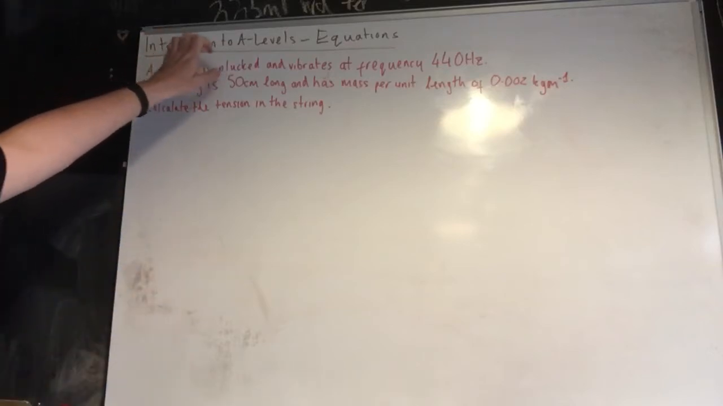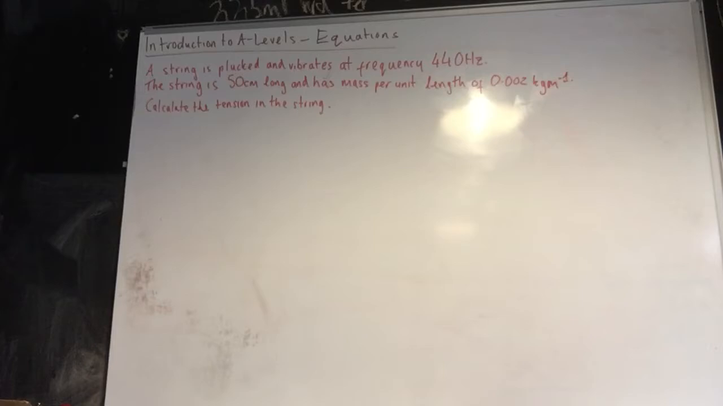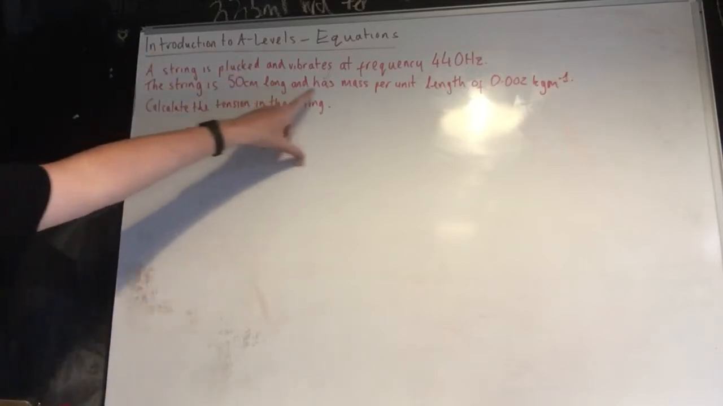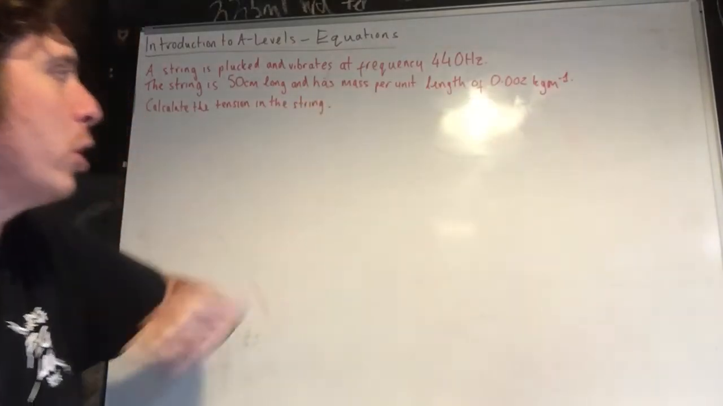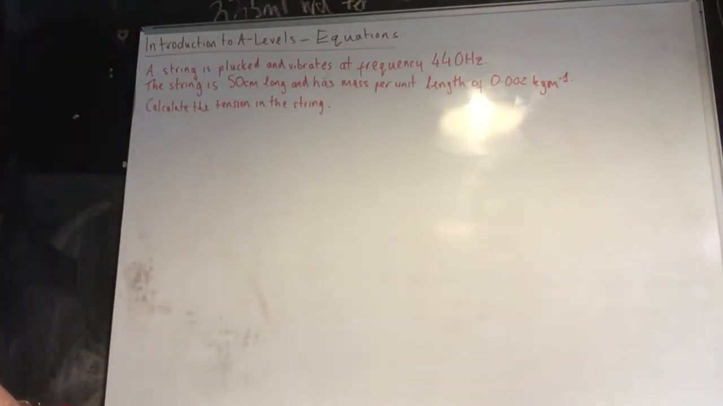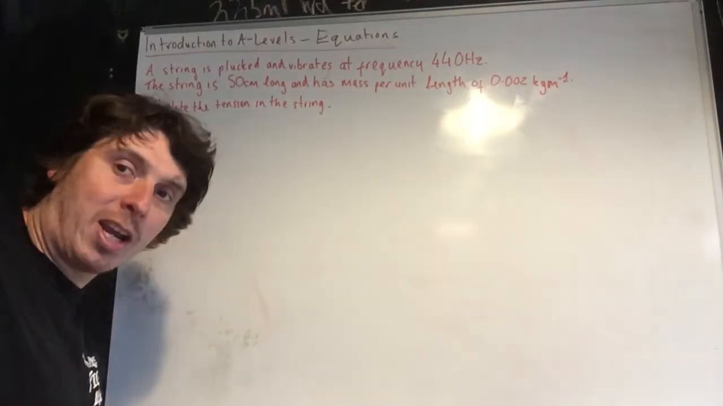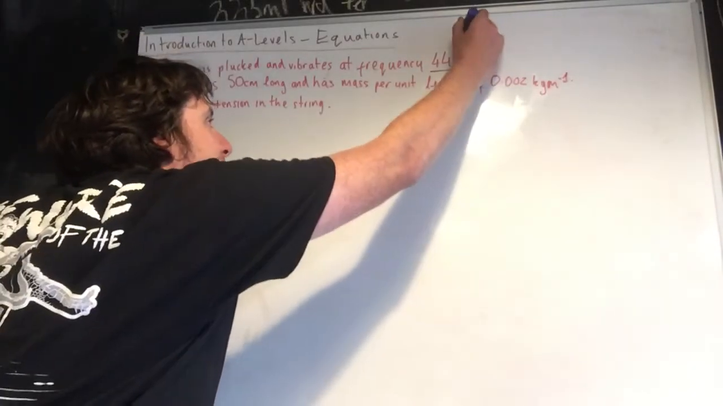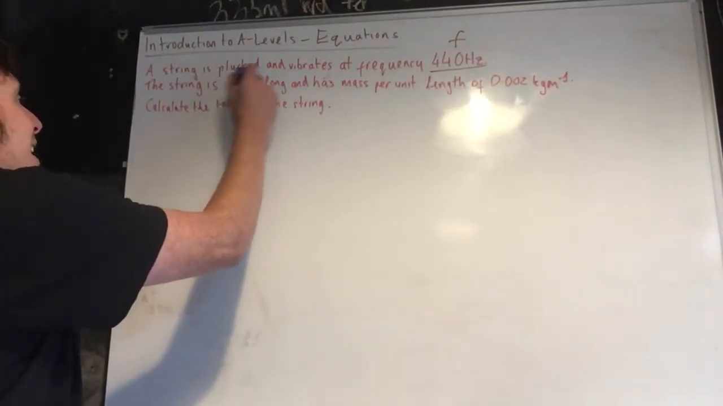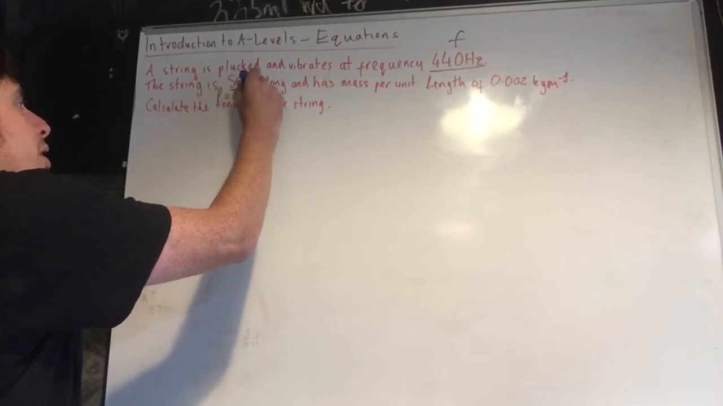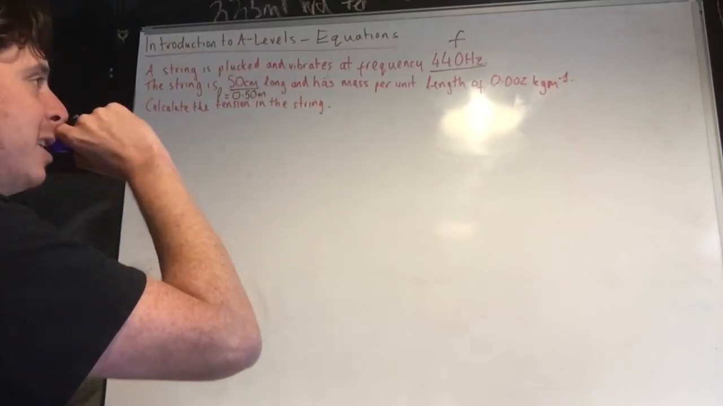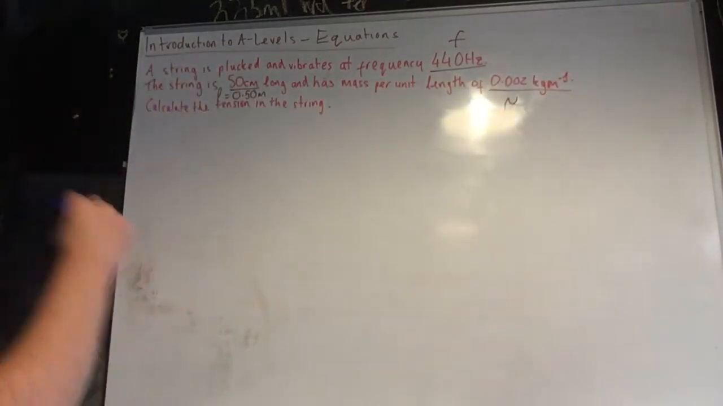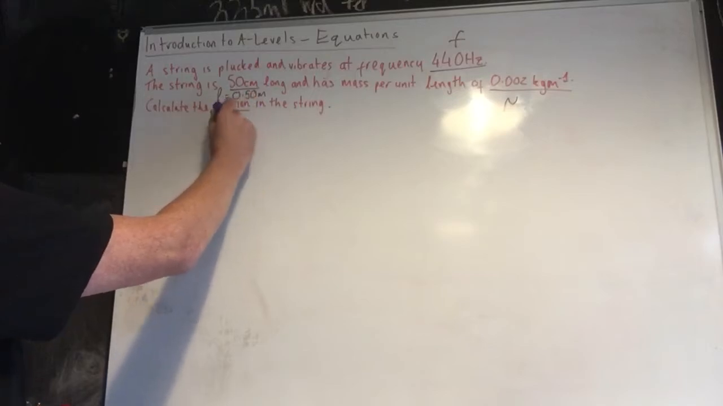A string is plucked and vibrates at a frequency of 440 Hertz. The string is 50 centimetres long and has a mass per unit length of 0.002 kilograms per metre. Calculate the tension in the string. Right, okay, so we need to see what we've been given. We've been given f, we've been given length, which is 0.50 metres, turned into metres, and we've been given mass per unit length, which has the symbol mu, and we need to calculate the tension T.